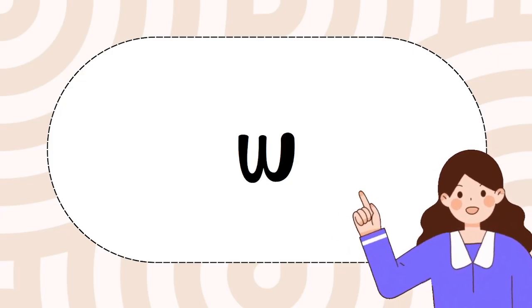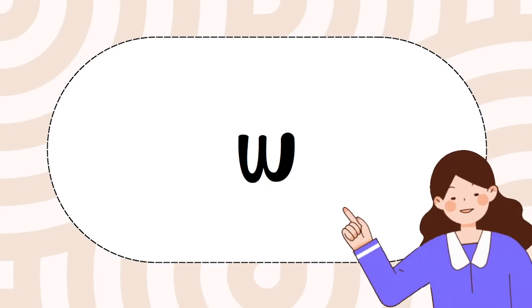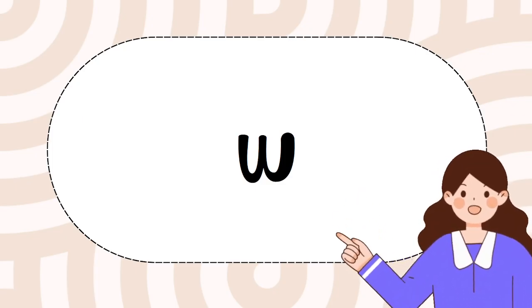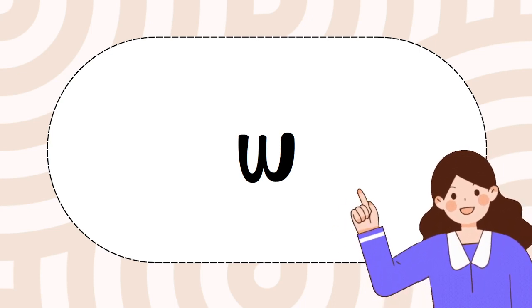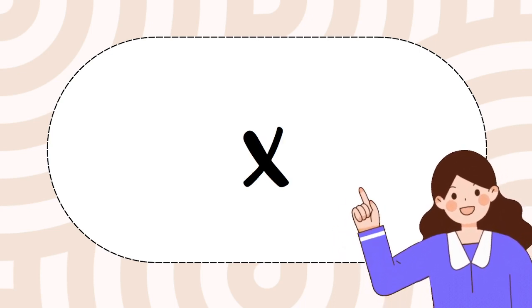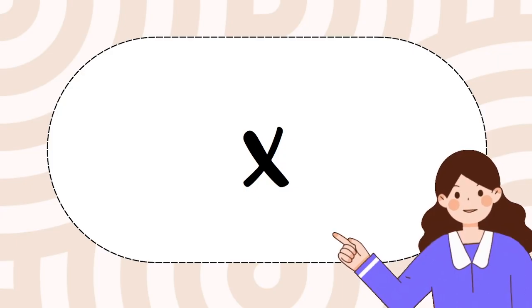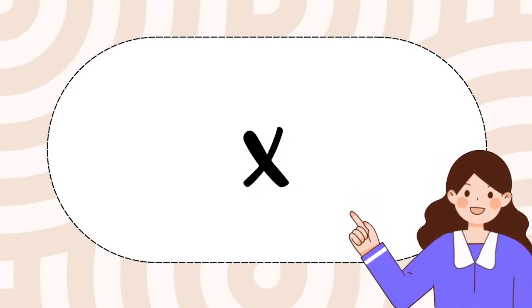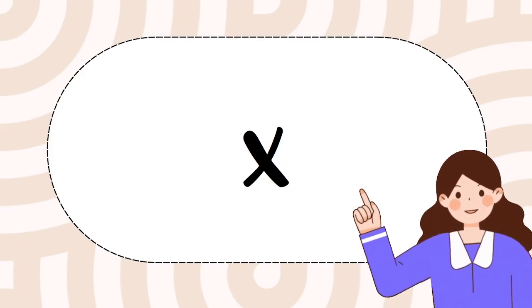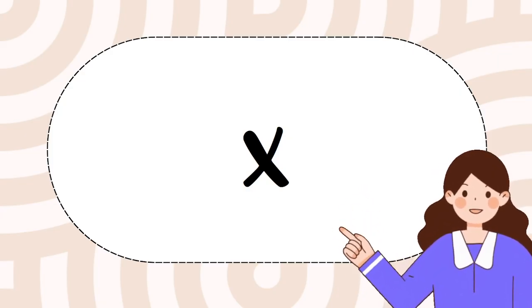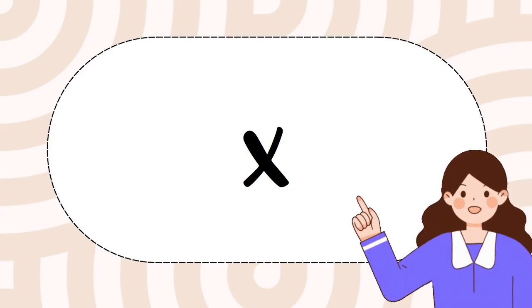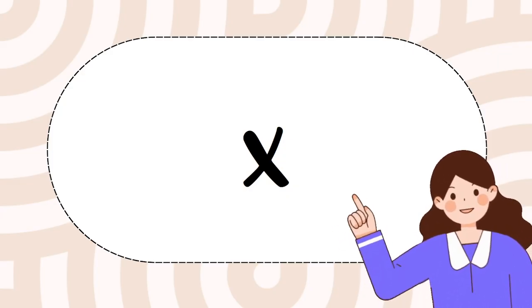This is letter W. W sounds W. W sounds W. This is letter X. Letter X sounds X, like X-ray. X. Can you repeat? X.